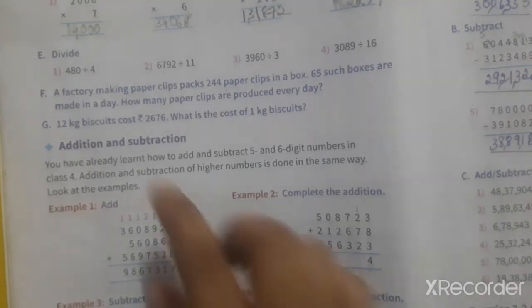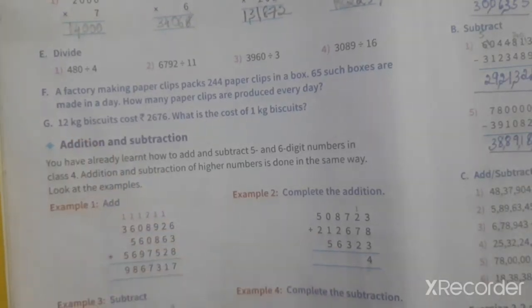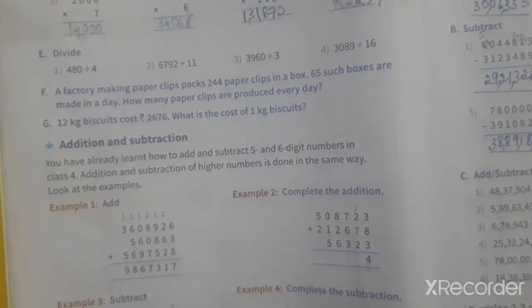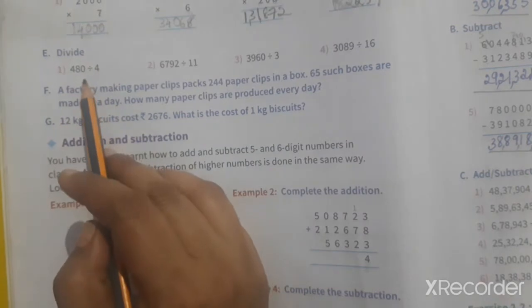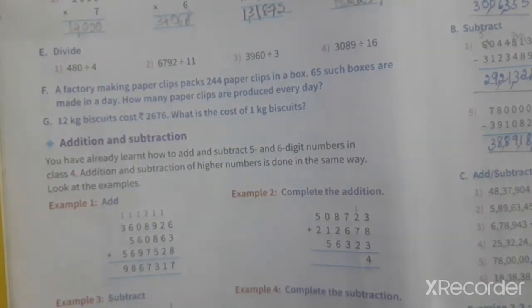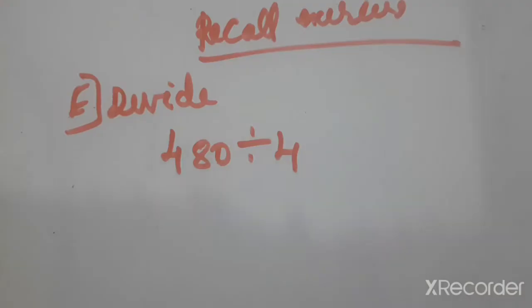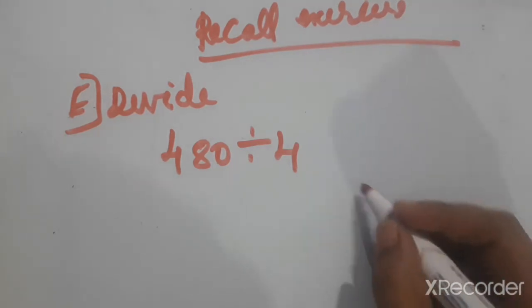Now let's check our recall exercise. In recall exercise, E, we have to divide 480 divided by 4. Page number is 12. Now 480 divided by 4.